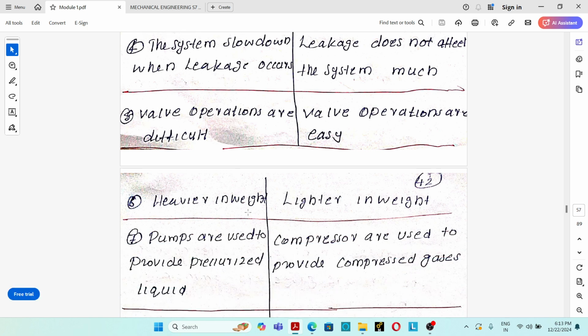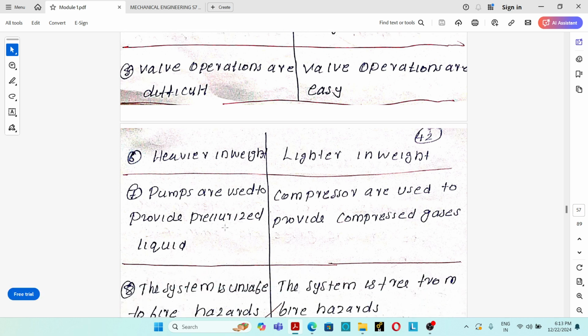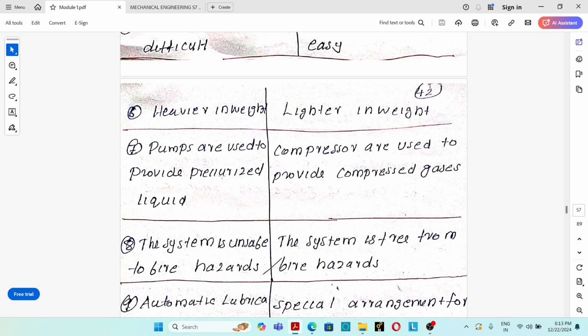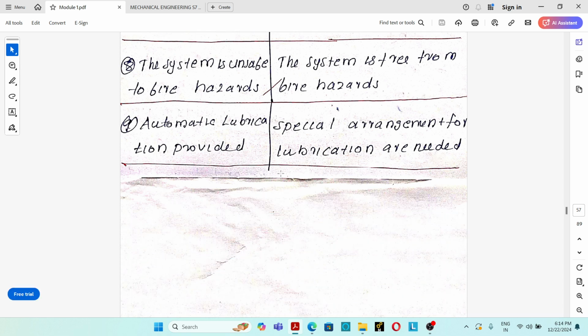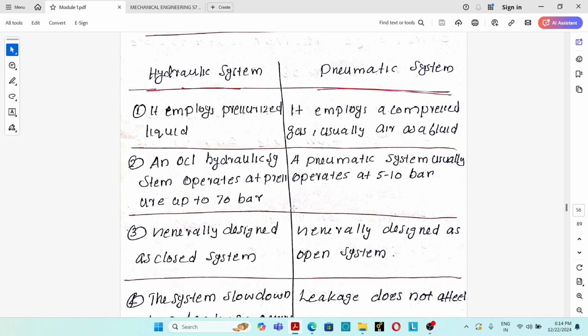The hydraulic system is heavy in weight. Pneumatic systems are lightweight. In a hydraulic system, pumps are used to provide pressurized liquid. In a pneumatic system, compressors are used to provide compressed gas. The hydraulic system is unsafe due to fire hazard. The pneumatic system is free from fire hazard. Automatic lubrication is provided in a hydraulic system; in a pneumatic system, special arrangement for lubrication is needed, that is known as the FRL unit.